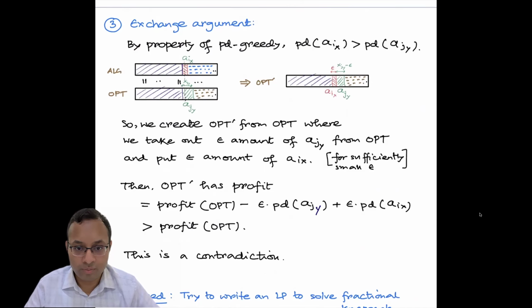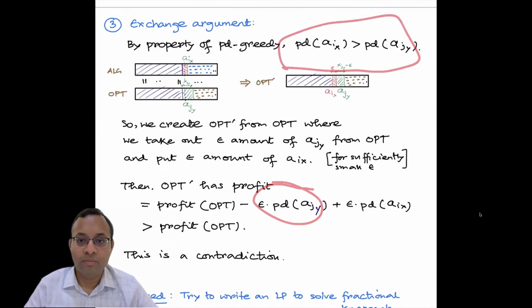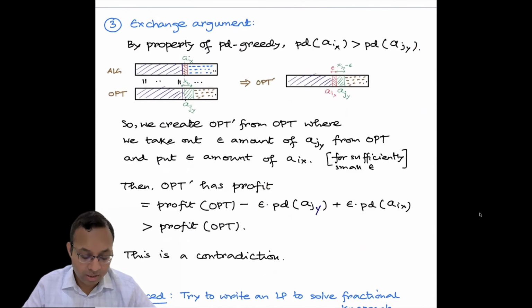And what is the profit of opt prime? Opt prime has profit: profit of opt minus the epsilon amount of AJY that we have removed, plus the epsilon amount of AIX that we have added. And we know that this quantity is larger than this quantity from the profit density greedy. So this is more than the profit of opt, and this is a contradiction. So the algorithm always returns the optimal solution.